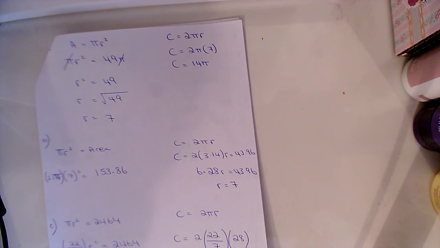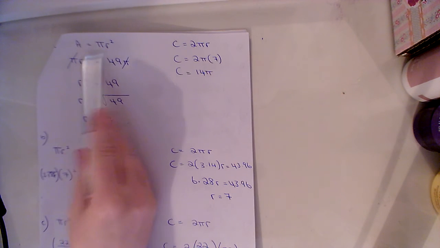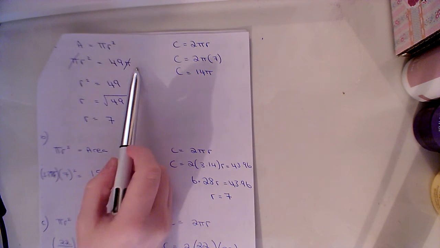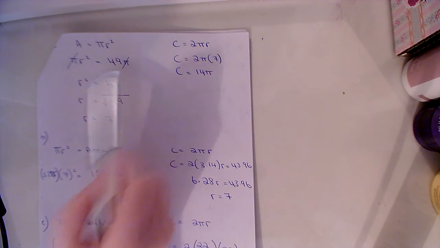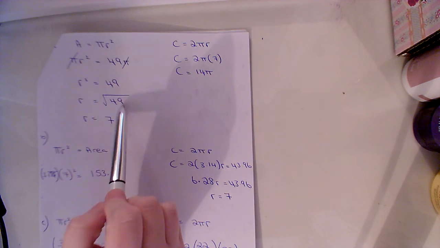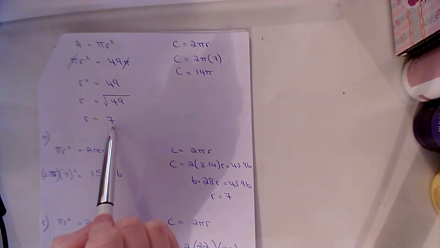So for question 2, it says fill in the table below by finding the radius of each of the circles, right? So first of all, I was given what my area is. The area of a circle is pi r squared, and I'm told that pi r squared is equal to 49 pi. I divided across by pi and I'm left with r squared is equal to 49, and then r is equal to square root 49, so my radius is 7.